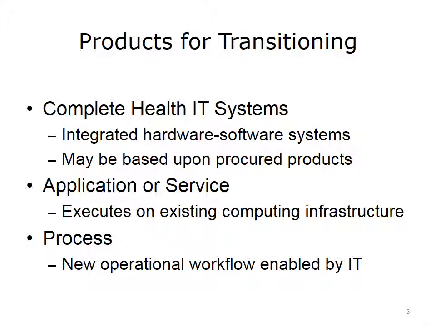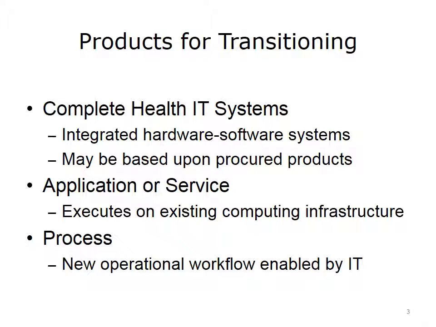Here are some examples of the kinds of products that might arise from your project. They will be the elements we talked about in terms of transitions. There is quite a possible range. For example, it could be complete health IT systems, integrated hardware and software systems that are planned for use in some operational environment. An application or service that runs on existing computing infrastructure. A new process, for example, a new operational workflow enabled by IT.